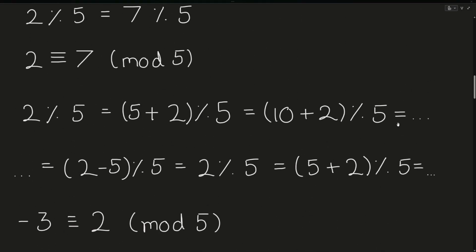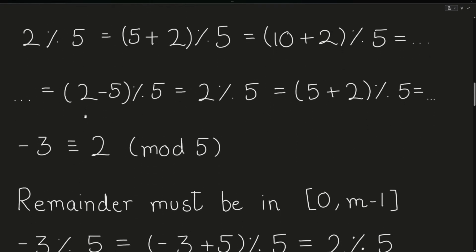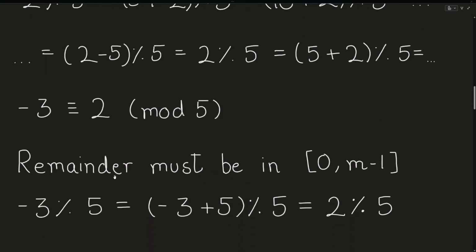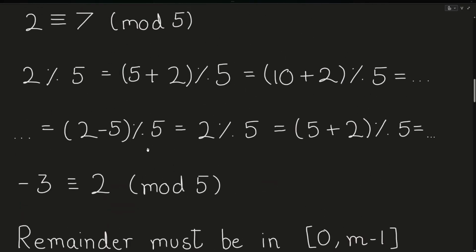So let's see what happens if we extend it backward. Let's consider (2 - 5) mod 5. We get -3 is congruent to 2 mod 5. But remainders must be positive. We can't have a negative remainder. It needs to be in the range 0 to m - 1, where m is the modulo. So to fix this, we simply just add m to the negative till it becomes a positive. So here we can see that -3 is converted to positive by just adding 5. So now it's 2 mod 5. This is consistent with the result we got above.